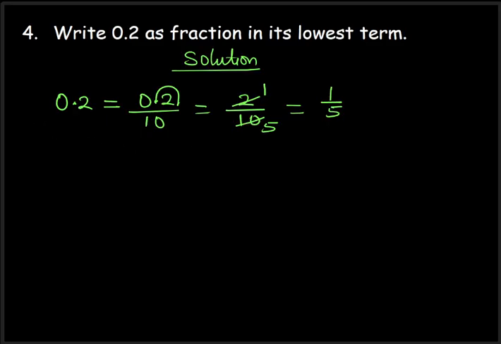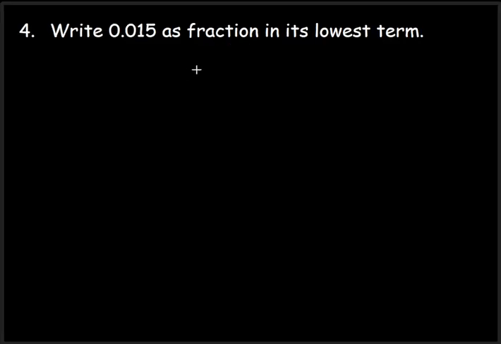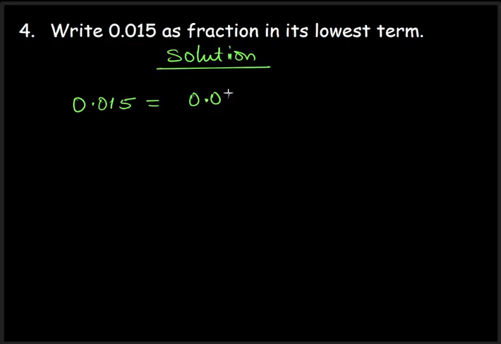Okay, and then we have number 5, which will be our last question. Write 0.015 as a fraction in its lowest term. 0.015 all over 1. So let's shift this. 1, 2, 3, and that will give us three zeros here, making it 15 all over 1000.